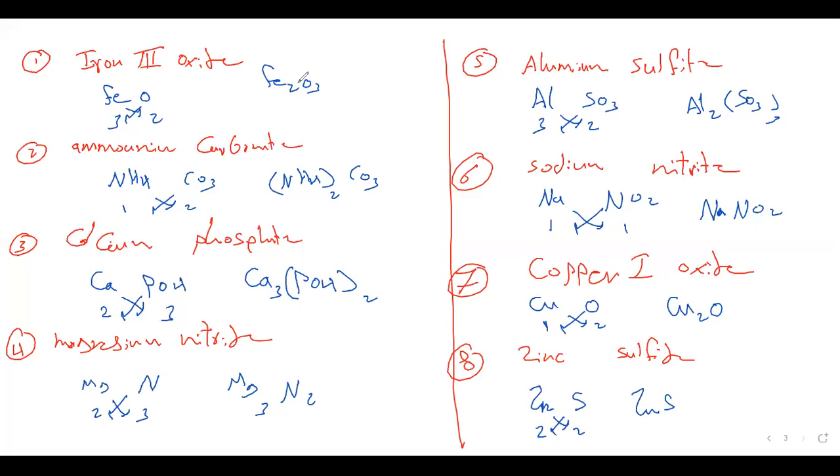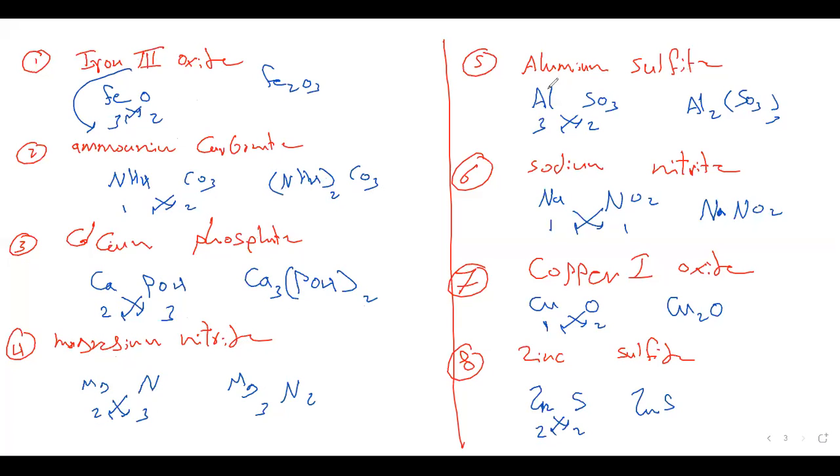So in this case, we said that for iron 3 oxide, Fe is 3, this is the valency of iron, and oxygen is 2, it will be Fe2O3. Ammonium carbonate, ammonium is 1, carbonate is 2, so the formula will be (NH4)2CO3. Calcium phosphate, calcium 2, phosphate is 3, it will be Ca3(PO4)2. After that, magnesium nitride, magnesium is 2, nitride means N, so it will be Mg3N2.